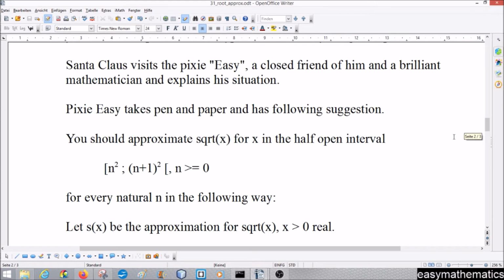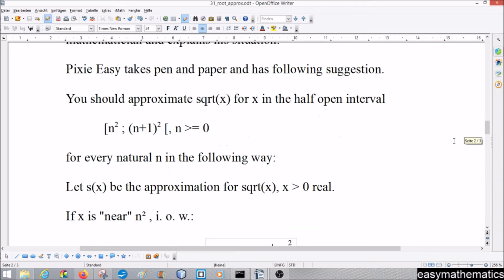Santa Claus visits the pixie Easy, a close friend of his and a brilliant mathematician, and explains the situation. Pixie Easy takes pen and paper and has the following suggestion. We should approximate the square root of x for x in the half open interval from n squared to (n plus 1) squared, for n greater or equal to 0, for every natural n, in the following way.